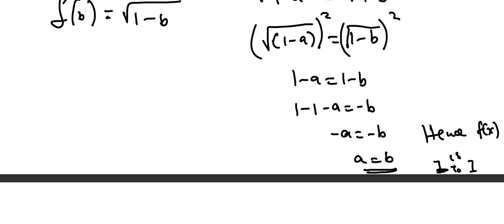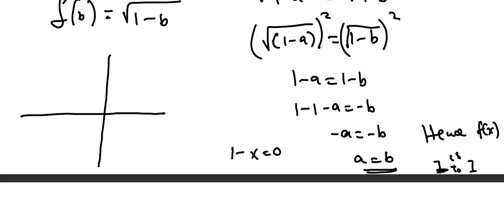Another way to show that a function is 1 to 1 is by trying to sketch it. So if you solve 1 minus x is equal to 0, this is simply going to give you 1. So meaning the function is going like that, passing at 1. So it's 1 to 1 whenever you use the horizontal line test. The line only touches the function at one particular point. That's how we check whether a function is also 1 to 1.